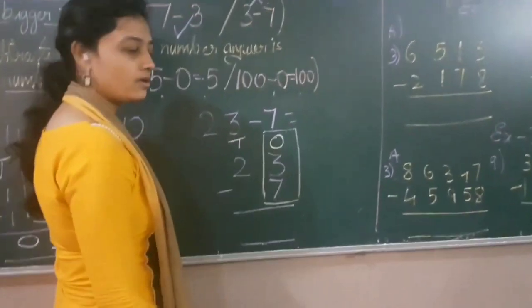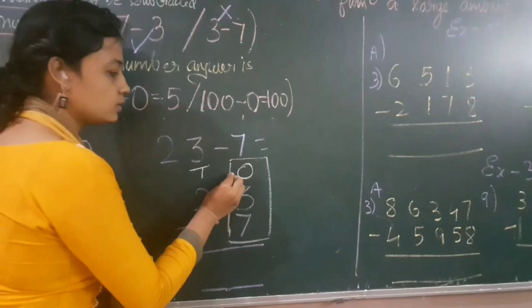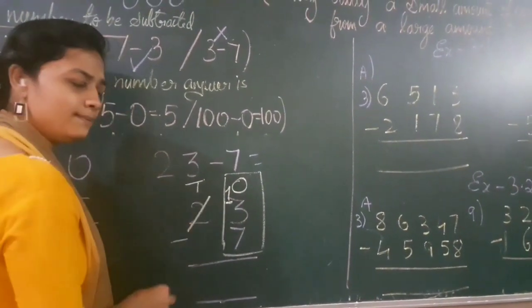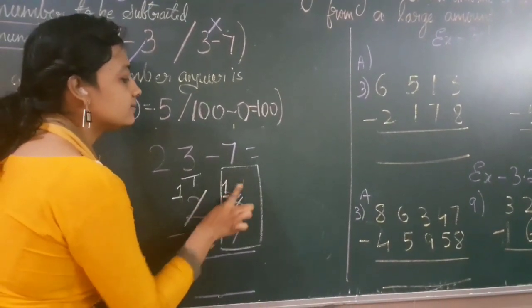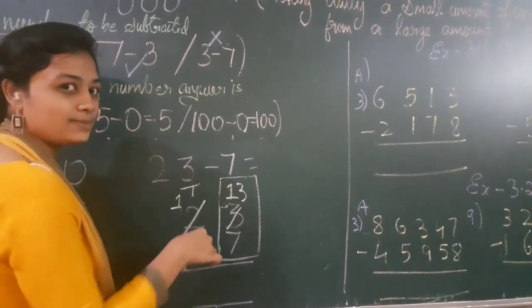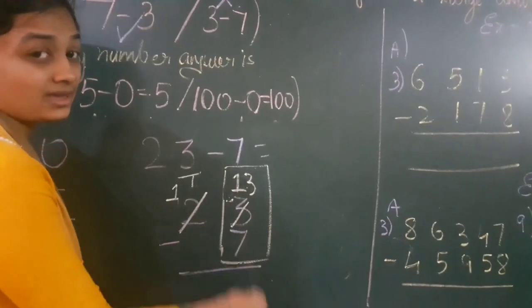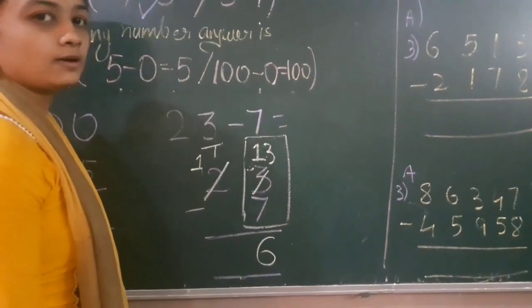So let us see on the board now. So what did 3 do? It went to 2 as 1. So 2 landed 1 here. Right? And 2 became 1. What will 3 become? It will become 13. It will not be just 3. It becomes 13. And when you subtract 13 and 7, what did you get? You get 6.